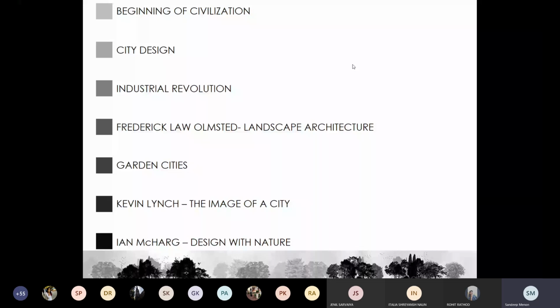At first there was the beginning of civilization. Then we have the idea of a city design or urban design that comes in. And then after a very long time, you have the industrial revolution. And then you have the beginning of the profession called landscape architecture. So it was essentially an army man in the US who came up with this term, landscape architecture. Before that, there was no profession called landscape architecture.